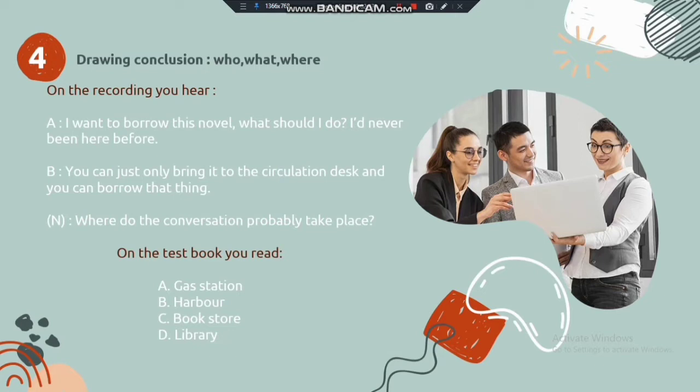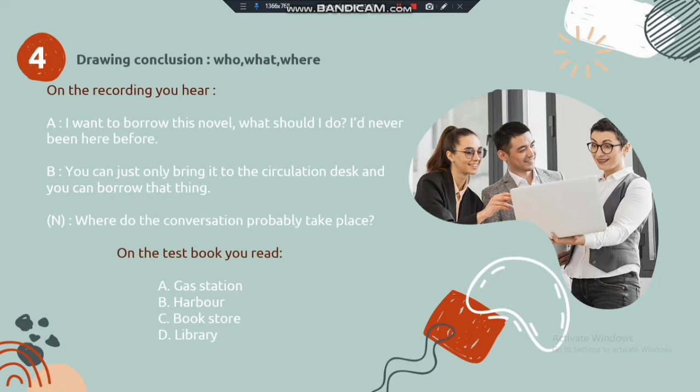For example, the clue "circulation desk" means that the dialogue takes place in the library, because the circulation desk is the facility that the library provides, where the librarian can check and record the loan book data. From the conversation below, what do you think is the best answer?